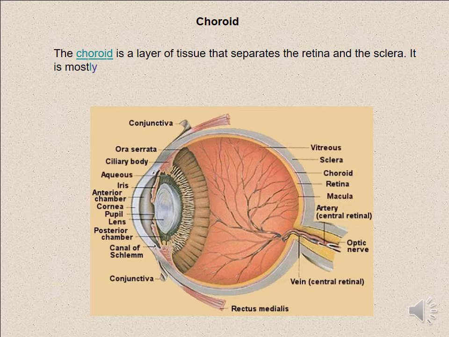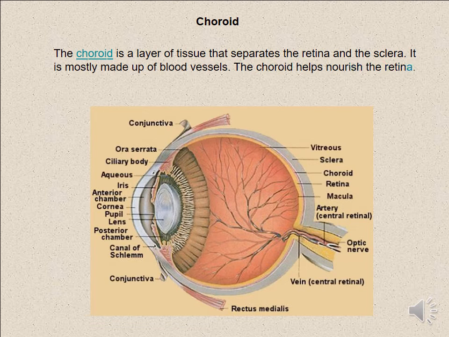The other layer of the eye that is located between the sclera and the retina is called the choroid. The choroid is a layer of tissue that separates the retina and sclera. It is mostly made up of blood vessels. The choroid helps nourish the retina.